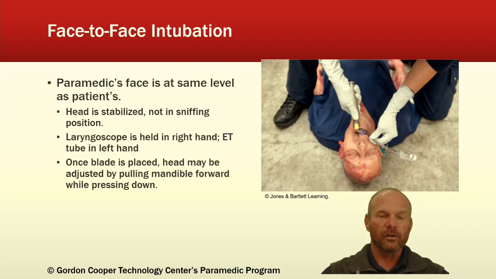So let's talk about the laryngoscope and tube positioning. The laryngoscope, typically with a curved blade, is held in the right hand with the blade facing downward, so kind of almost like a tomahawk. So the ET tube is held in the left hand, opposite to the usual configuration in the standard intubation. And then once the blade's in position, the intubator can make minor adjustments by pulling the mandible forward or pressing down also to help visualize that glottic opening. So in the event you're in a really challenging situation here and your normal intubation is not going to work, this is one that will work for you.